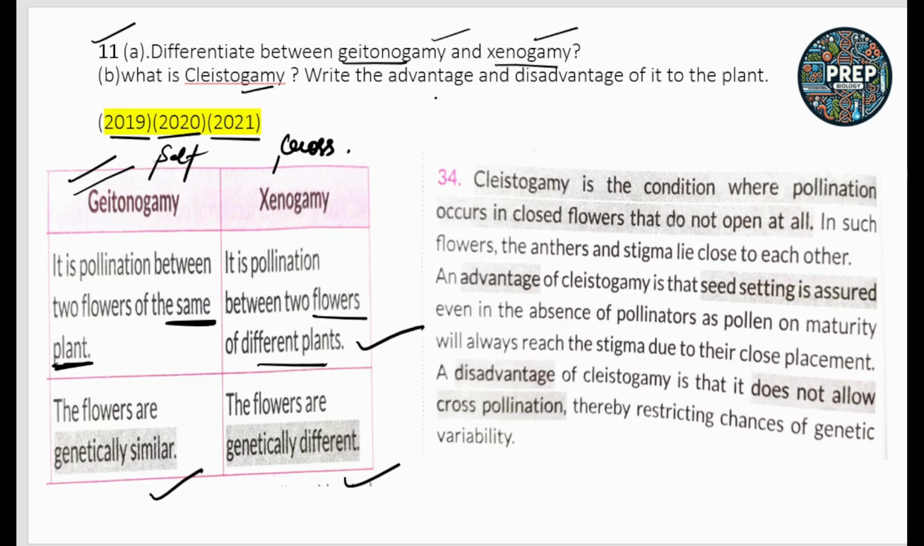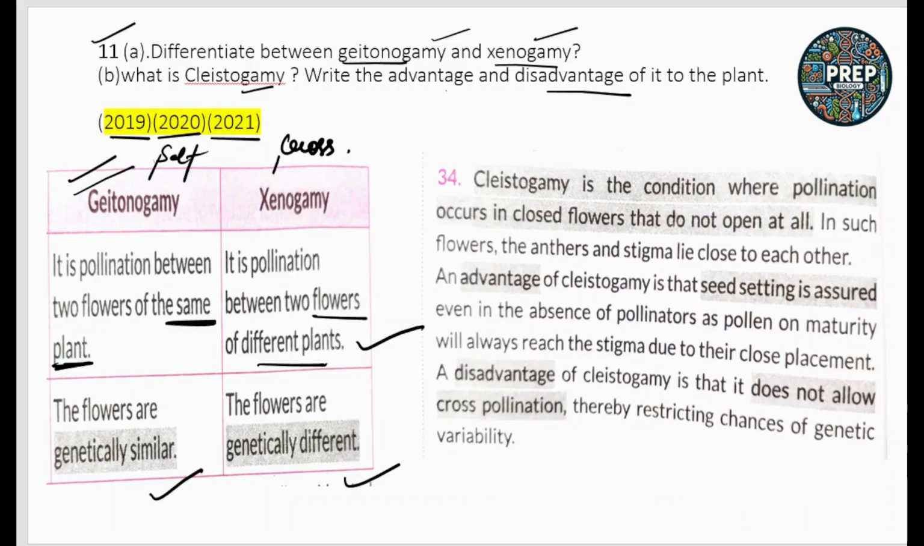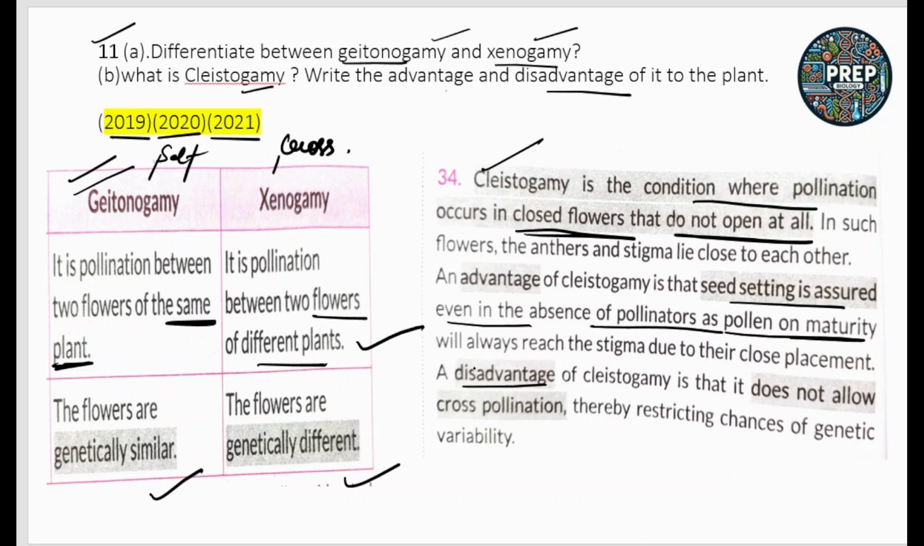What is clistogamy? Write the advantage and disadvantage. Clistogamy comes under autogamy. Clistogamy is the condition where pollination occurs in closed flowers that do not open at all. Advantage: seed setting is assured even in the absence of pollinators, as pollen on maturity will always reach the stigma due to their close placement. Disadvantage: it does not allow cross-pollination, thereby restricting chances of genetic variability.